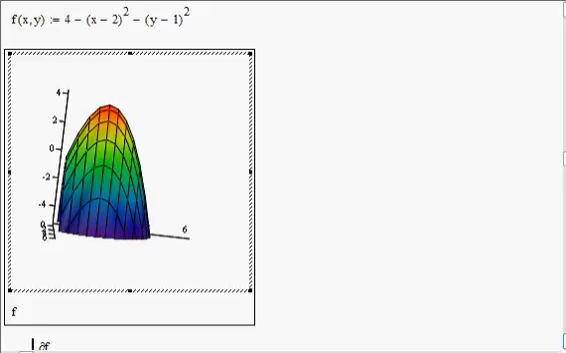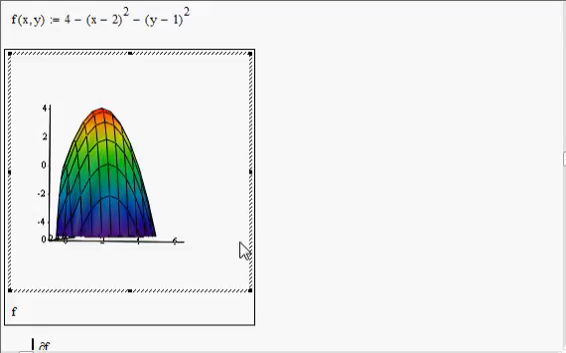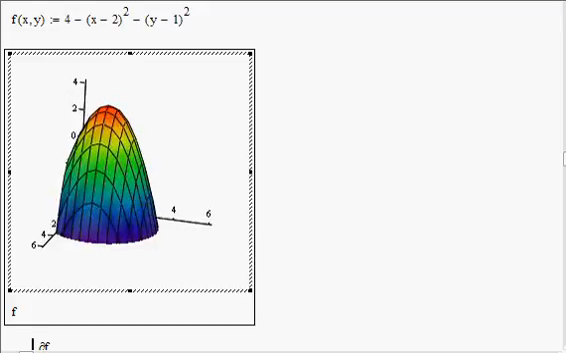Well, it's a little deeper than that, but for this example, it is almost the exact same thing as we would have done in Calculus 1.